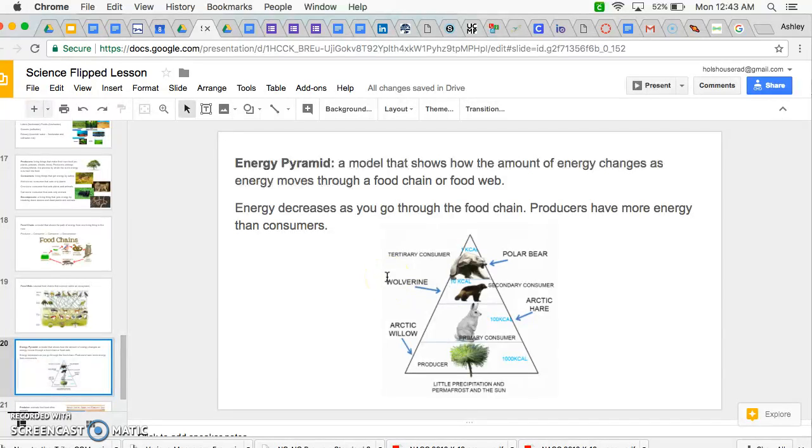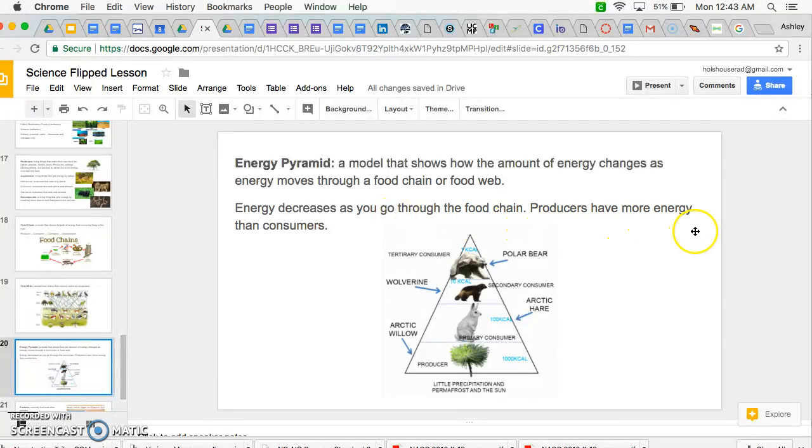So next we have our energy pyramid. A pyramid is a model that shows how the amount of energy changes as energy moves through the food chain or food web. Remember, energy meaning just like you and I have to eat to have energy and survive, these animals do too. So energy decreases as you go through the food chain.